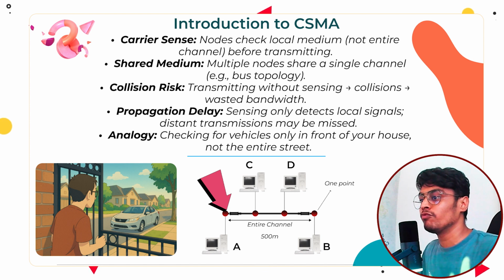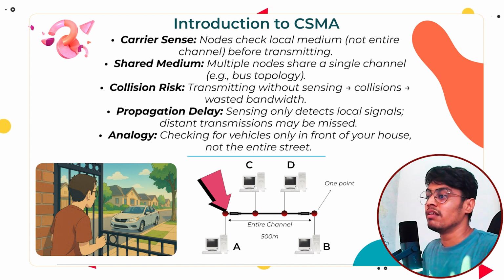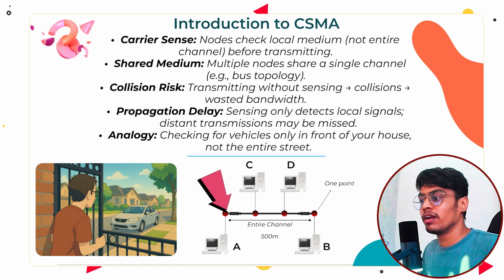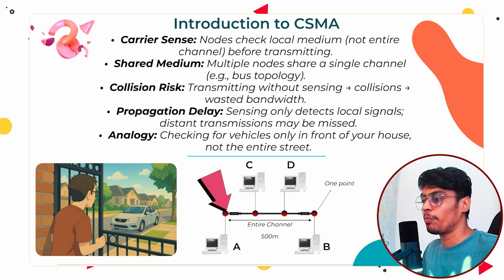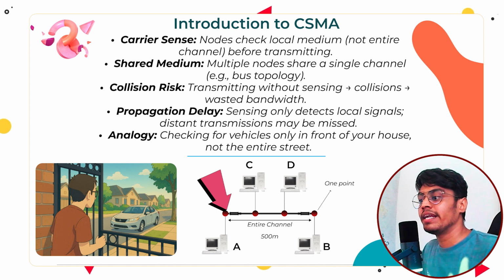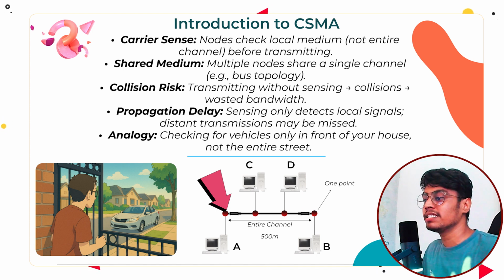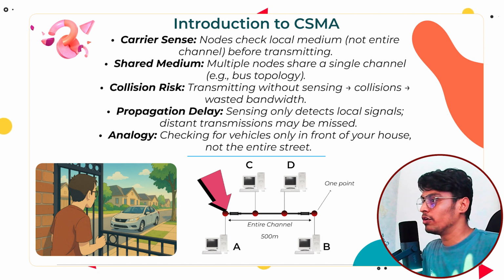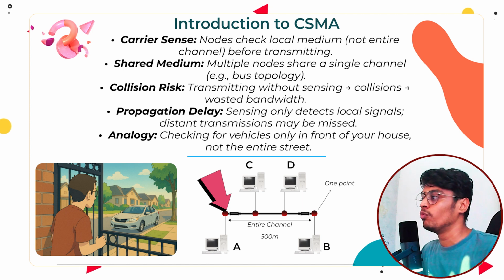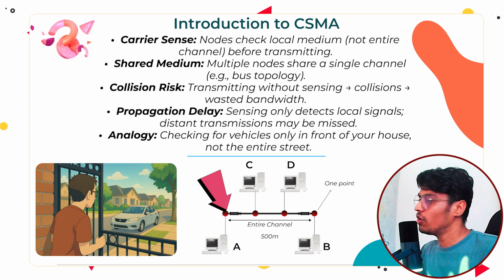But students get confused, thinking that it will sense the entire channel. No, it doesn't work that way. If data is already moving somewhere else in the channel, it will not reach you immediately because of propagation delay. Some other node might have already transmitted data, but that signal has not yet reached your location, so in that case you will not come to know about it. These are important points. To sense the carrier means you won't sense the entire path, only your local area.